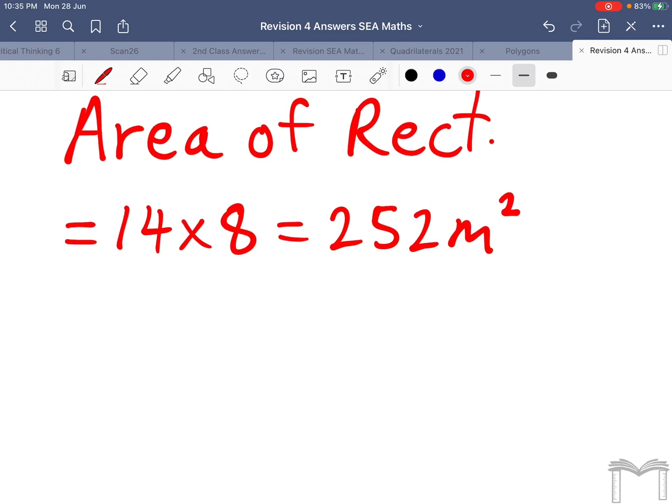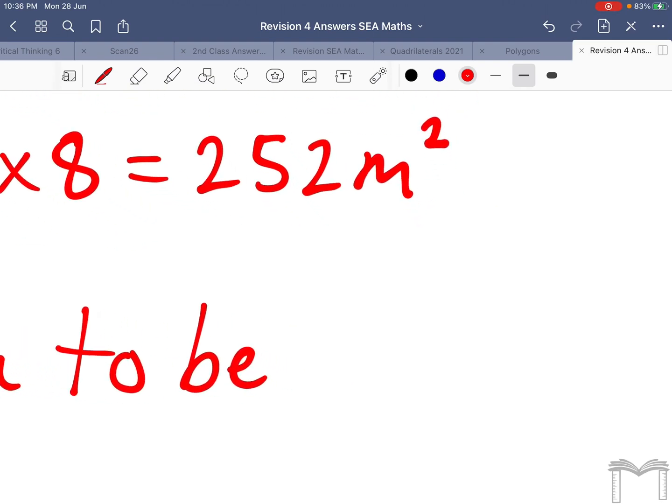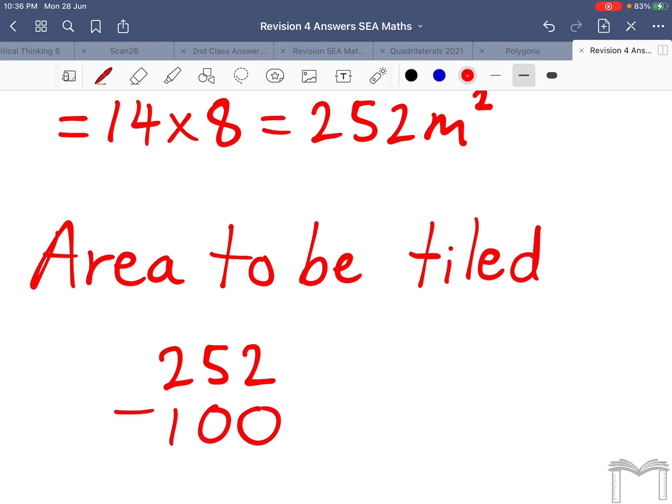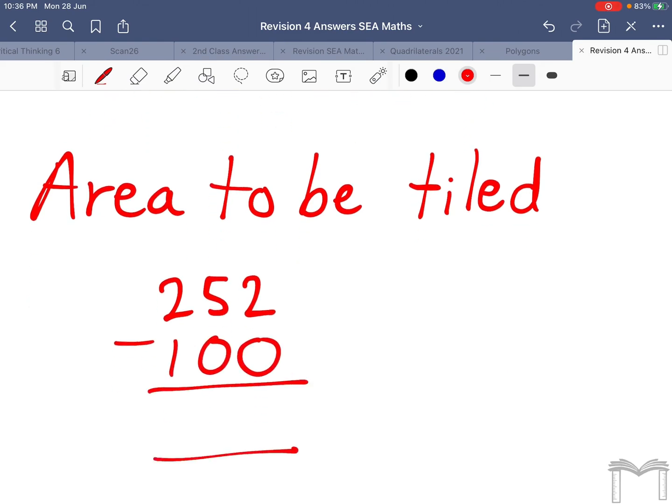So the area to be tiled is the outer rectangular area minus the square area. So that will be 252 minus 100, and that will give us 152 meters squared.